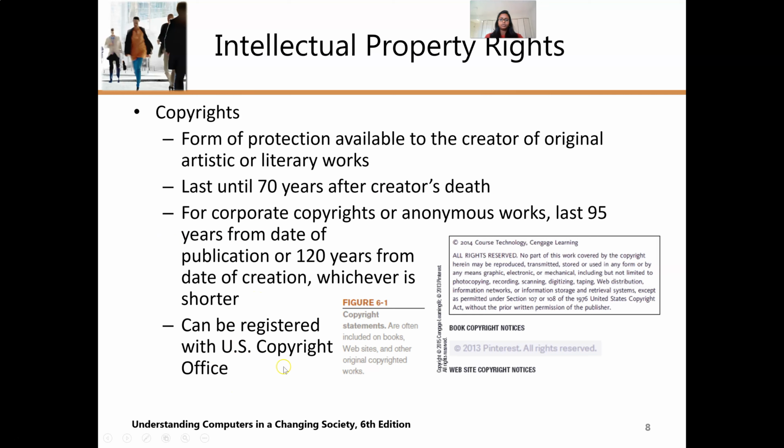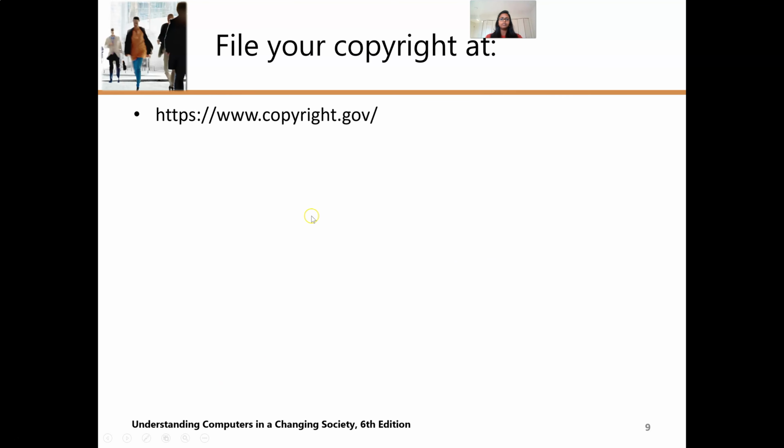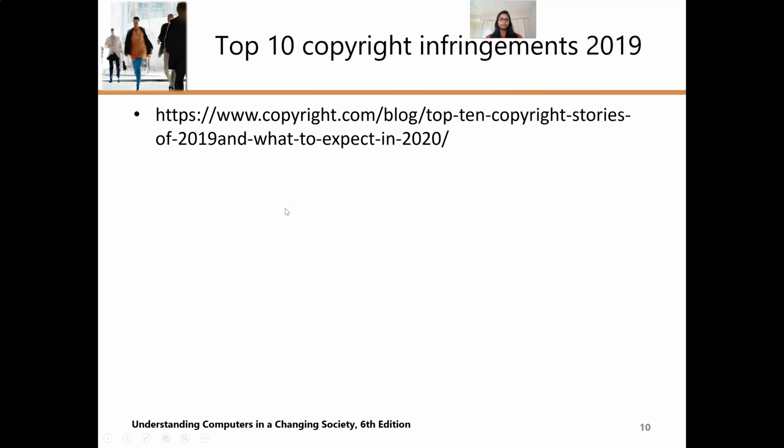And it can be registered with the US Copyright Office. So if you go and click on this link, it shows the US Copyright Office and how you can file for a copyright and which copyrights already exist. These are the top 10 infringements of 2019. If we just look at these, there are very interesting details on how a particular company has claimed infringement.